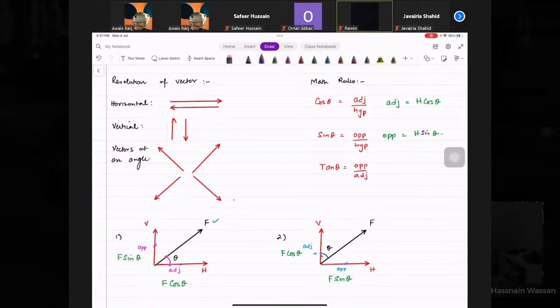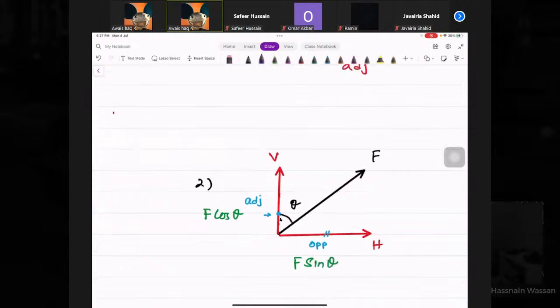If you look at this drawing, you will see that now the angle is touching the vertical one. It's next to that. So this makes vertical the adjacent and horizontal the opposite. So now it will be F cos theta for vertical and F sine theta for horizontal. Is it clear?